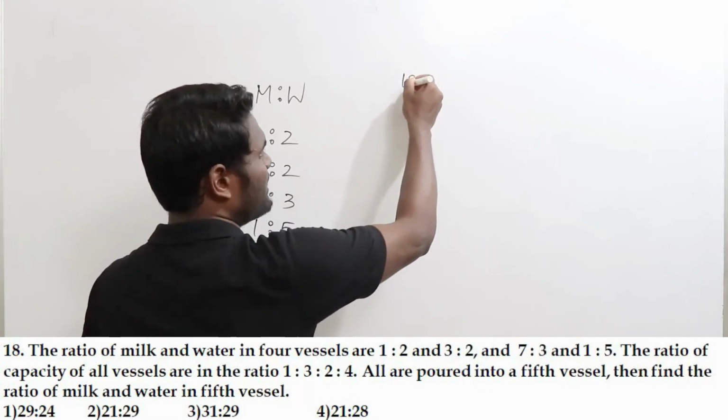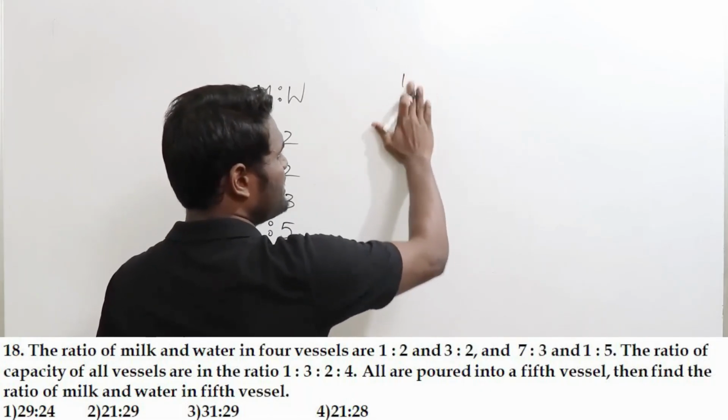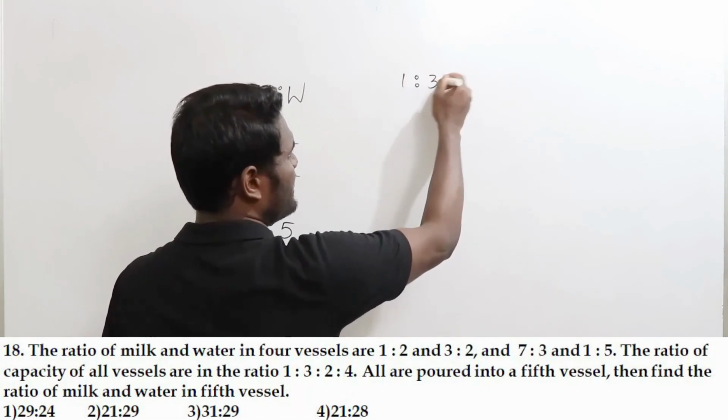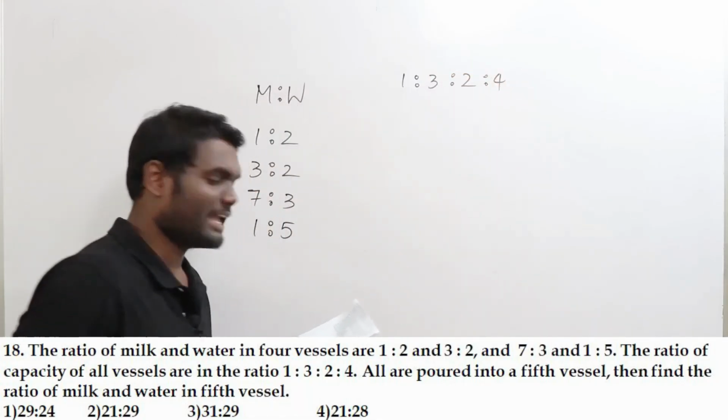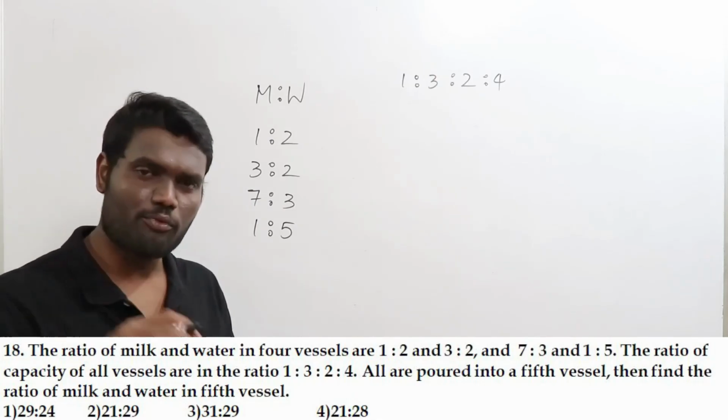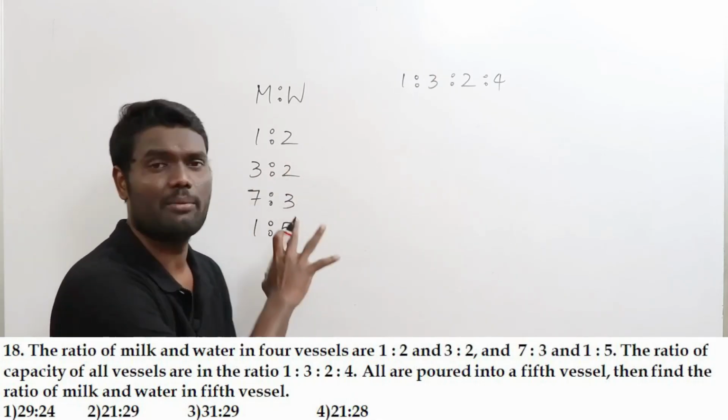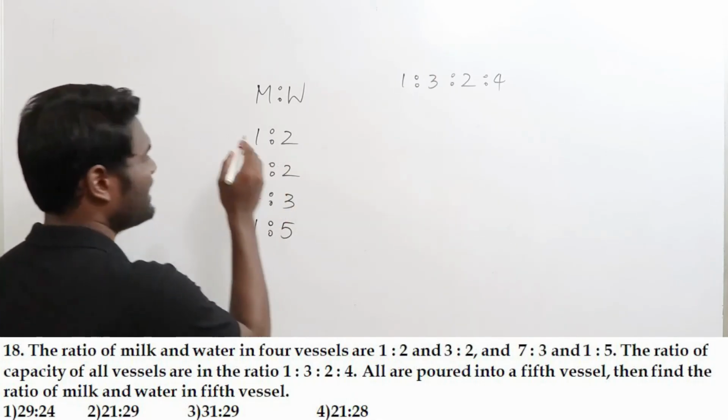Now what happens is like they were in the ratio 1:3:2:4. Now they're saying like if all these containers are mixed in a 5th container, then what would be the resultant milk to water ratio? So simple, you will take the LCM.